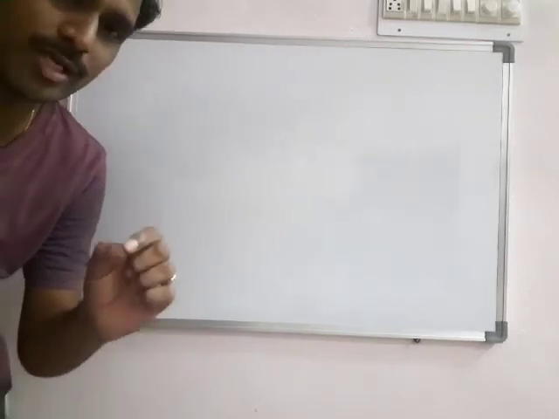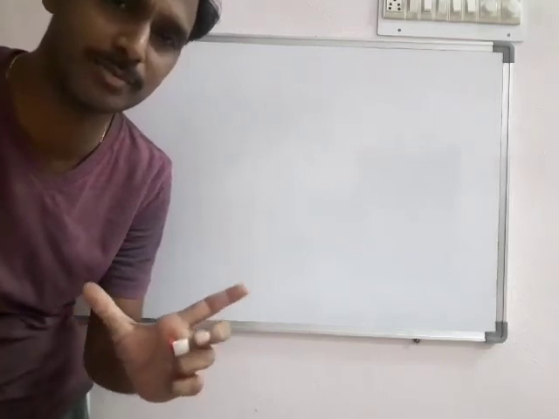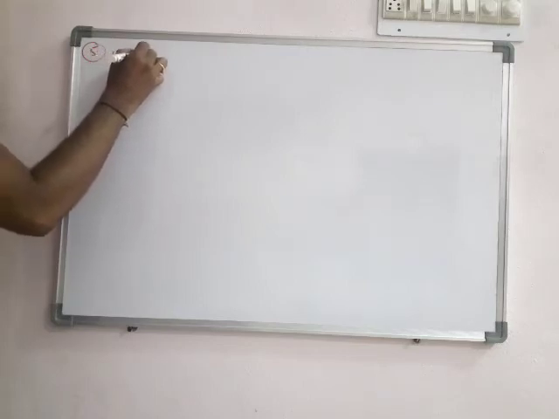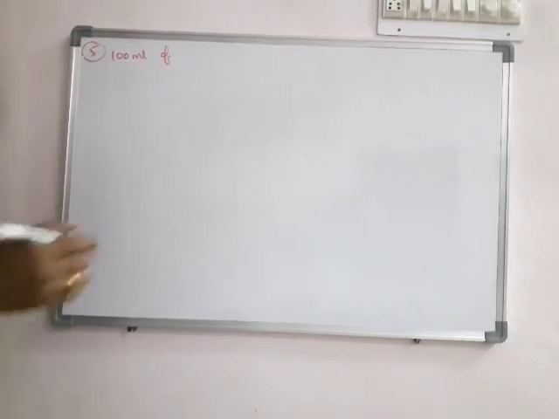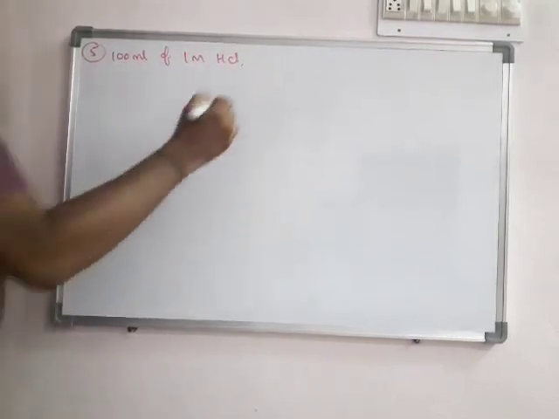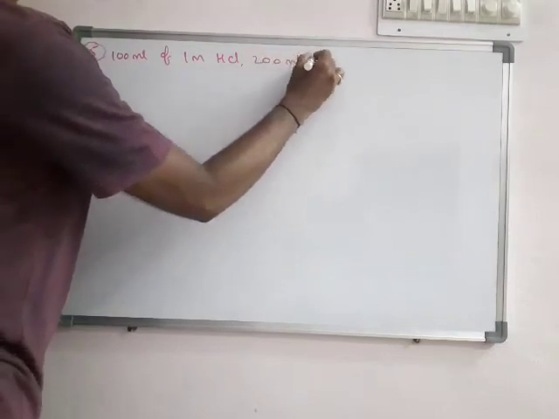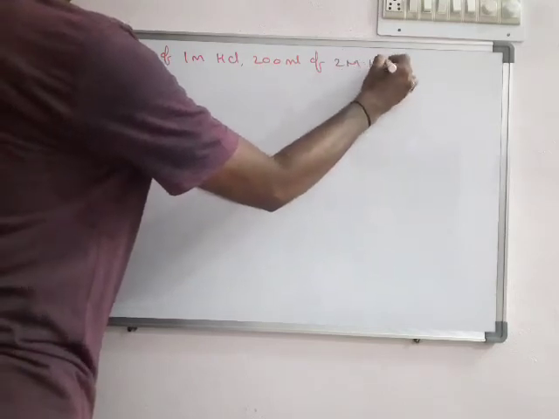So next, one more important problem. We are not repeating the model, we are doing different model problems. In the worksheet you have to practice the other problems. So, 100 milliliter of 1 M HCl and 200 milliliter of 2 M HCl, same solution but the concentration is different.